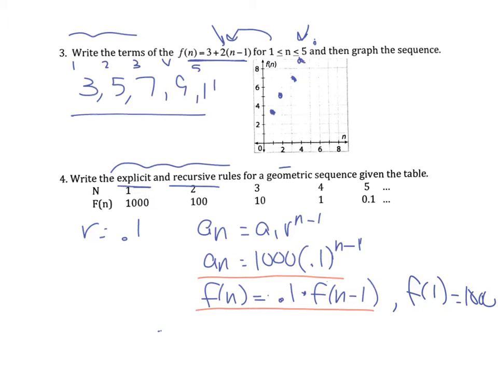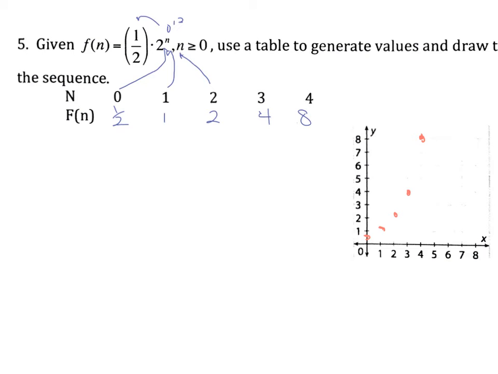You got to write both forms again. That's the form that's explicit. What you need is the first term, which is 1,000. You need R. The way you get R, remember, second over first, which is 100 over 1,000, which is 0.1 to the minus 1 power. That's it. Recursive, you do the next term is R times the previous term. R was 0.1, so just put it right there. And again, don't forget to tell what your first term was.